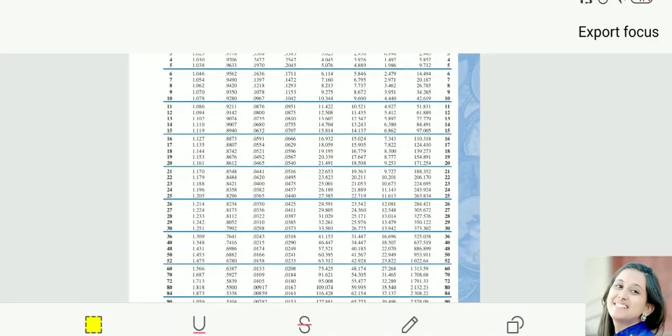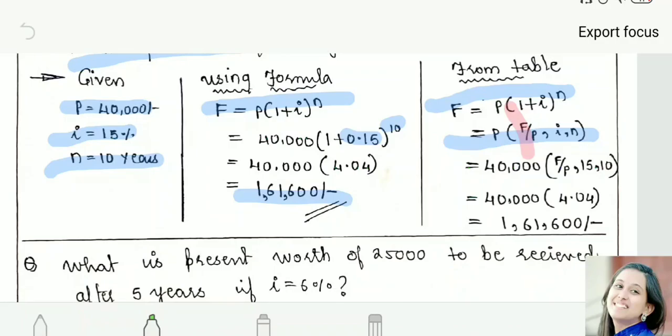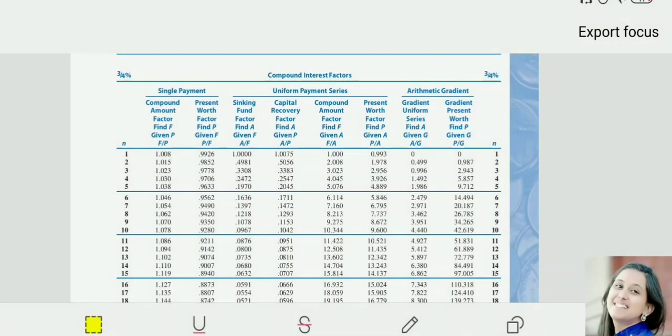Check back in the numerical again: the rate of interest is 15% and n is equal to 10. I'll just show you the problem again. In this problem, the rate of interest is 15%, n is 10 years, and you are finding out the future worth for the present amount, which means F is equal to P. You have to check for the functional notation F by P. Check.